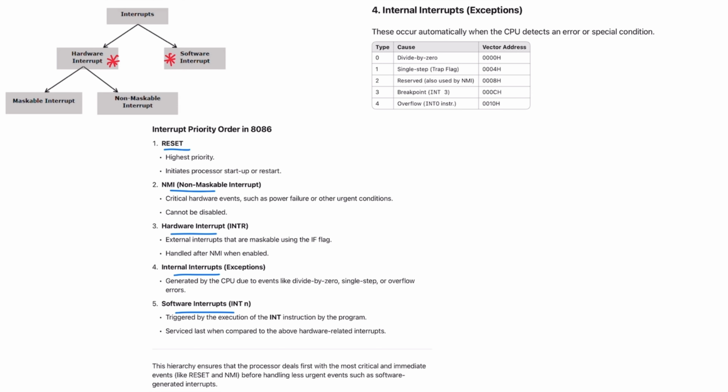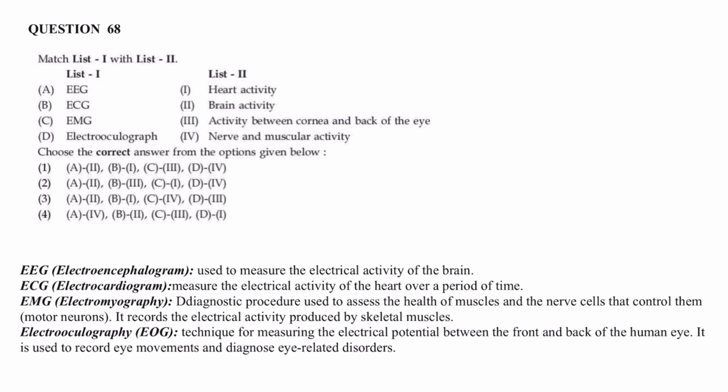Next question. Statement A is EEG, electroencephalogram. It is used to measure the electrical activity of the brain. So A is 2. ECG, electrocardiogram, measures the electrical activity of the heart over a period of time. So ECG measures the heart activity.